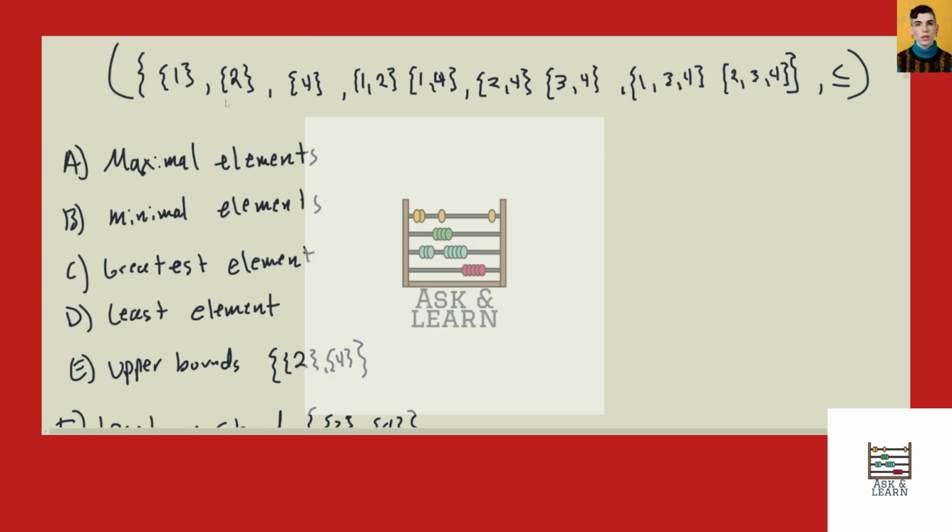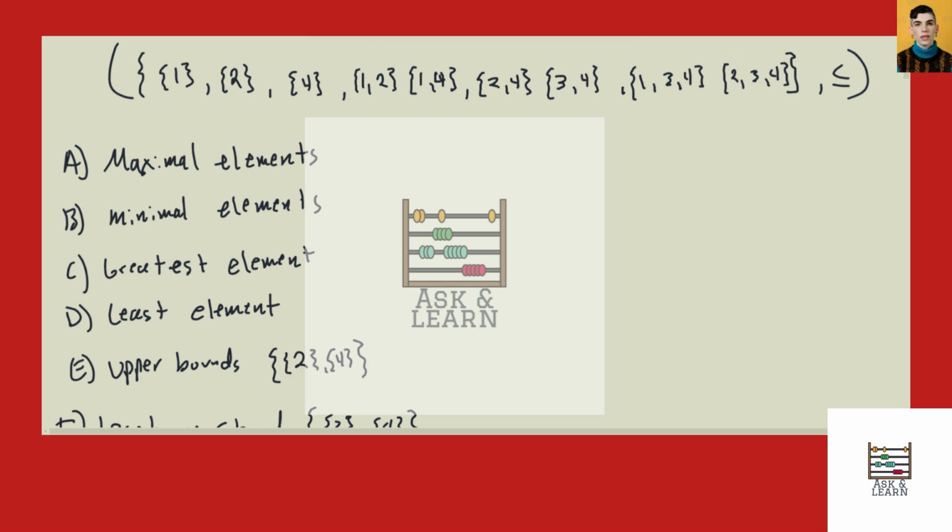So we have this set of sets here with our relation being subset of, and they want us to answer a couple of questions. So to do this, it would help if we create a Hasse diagram. So let's go ahead and do that first. I'm going to start over here on the right-hand side and then work my way to the left.